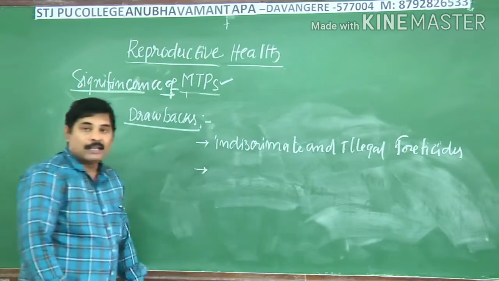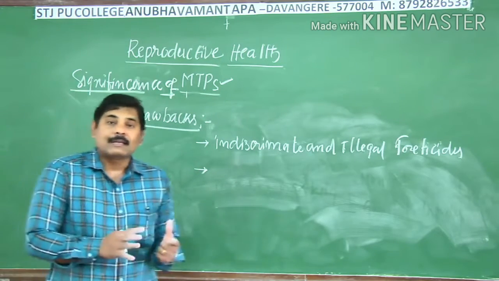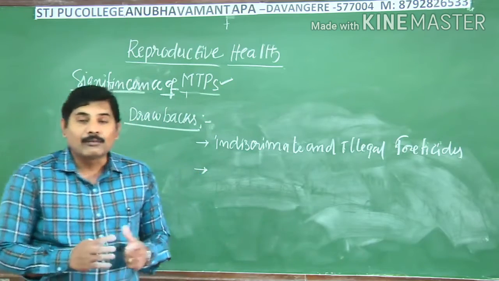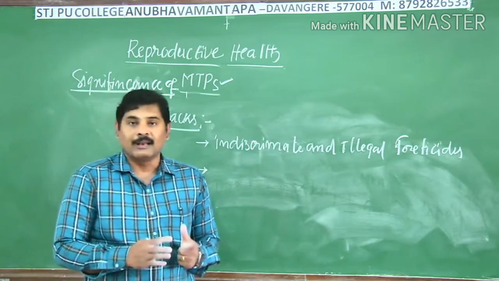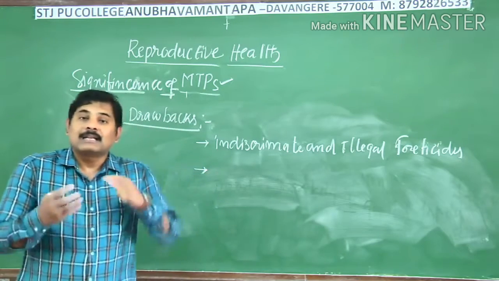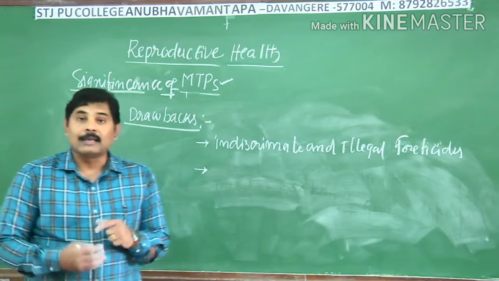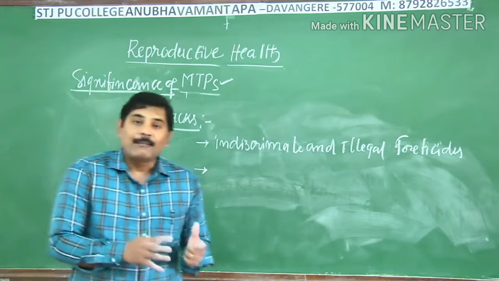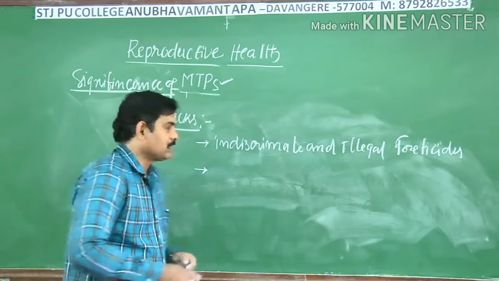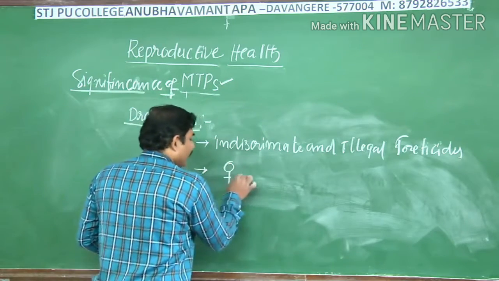Thereafter, in our society, we have a great sex discrimination. Generally, the baby boy is given more priority than a baby girl. So whenever it is found that the pregnant woman has a baby girl in her womb, the family members and she herself go for female feticides. This is one more important thing.